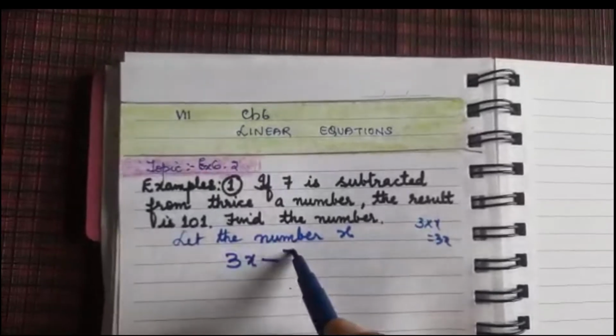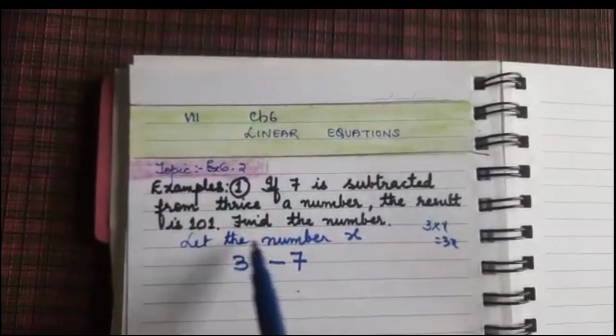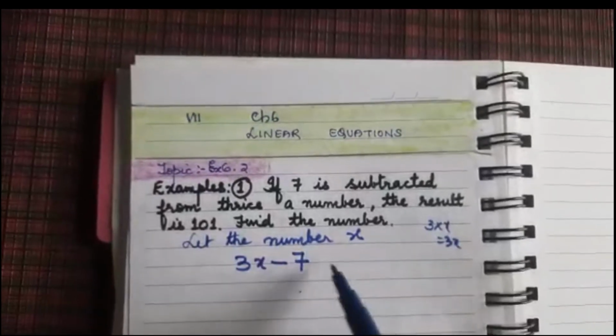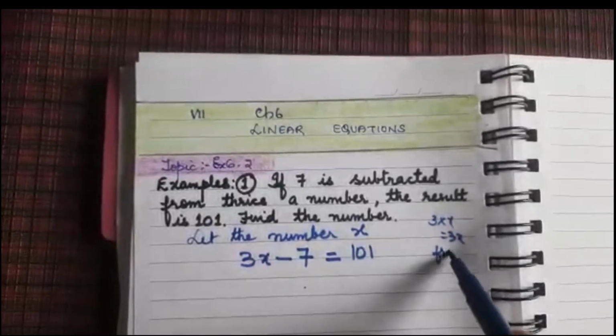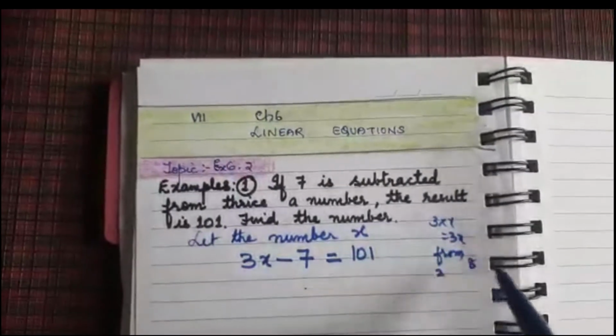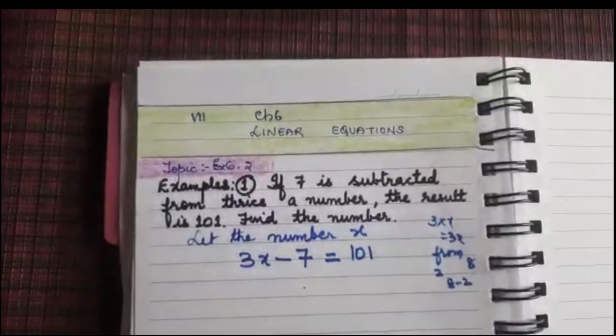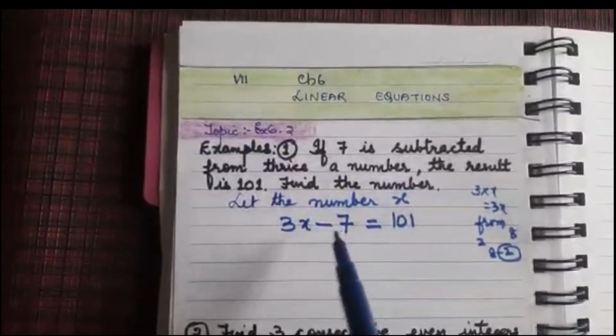7 is subtracted from 3x. From which number is it subtracted? It is subtracted from 3 times x. That is given as 101. From means, like 2 is subtracted from 8, so what will be 8 minus 2? So from, this one will be written second. So 7 is subtracted from 3x.